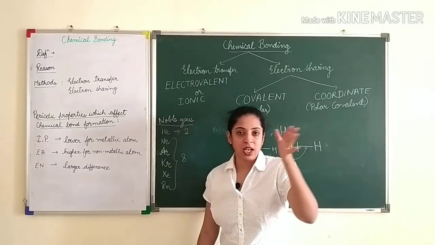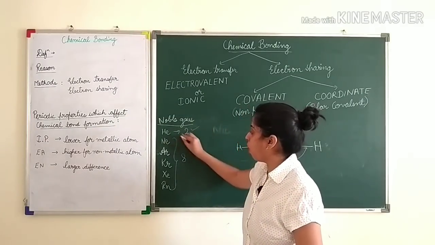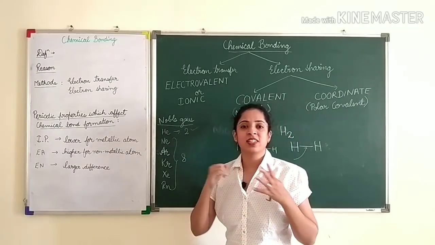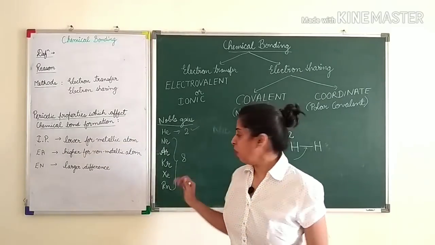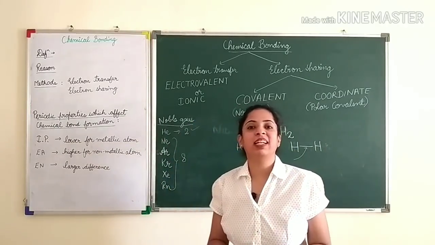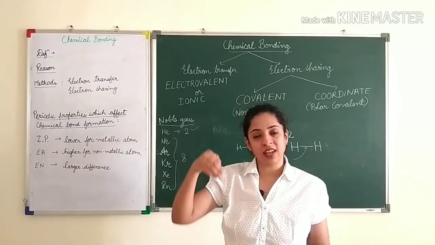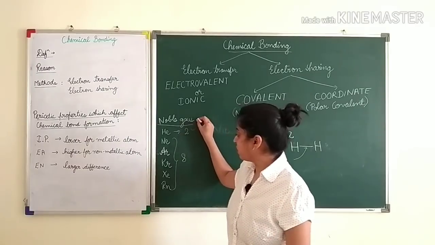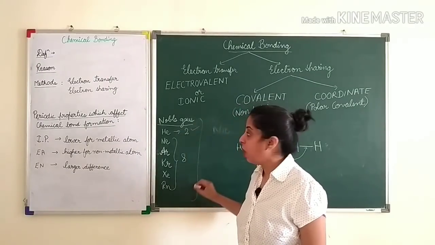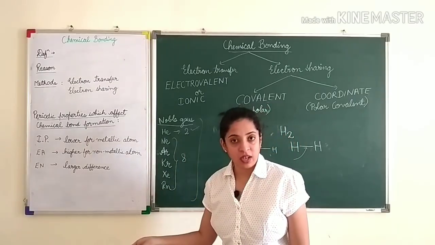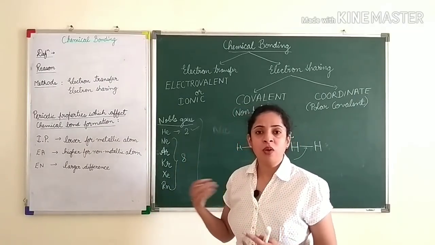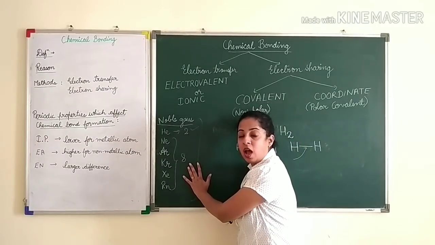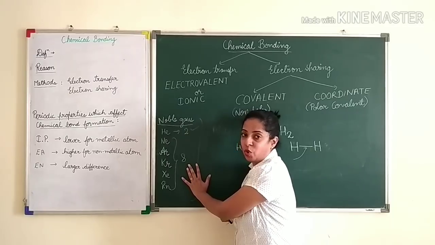In the outermost shell, except for helium, all of them have 8 electrons in the outermost shell and helium has 2. So the outermost shell is completely filled. It doesn't want any other extra electron, or it doesn't want to give away any electron. So its valency is completely satisfied. But when you talk about all other elements in the periodic table, all of them have the tendency to attain the electronic configuration of its nearest noble gas.